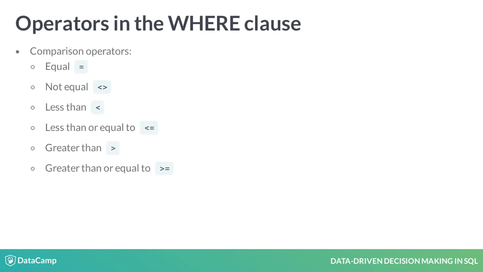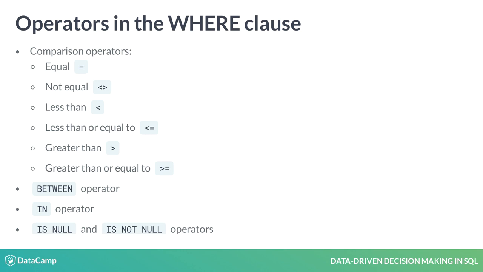Several operators can be used in the where clause, such as comparison operators, which compare the value of a column to a given value. These can check if the values are equal or not, or whether one is greater or less than the other. Then there is the between operator, the in operator, and the null operator. Let's illustrate this with some examples.